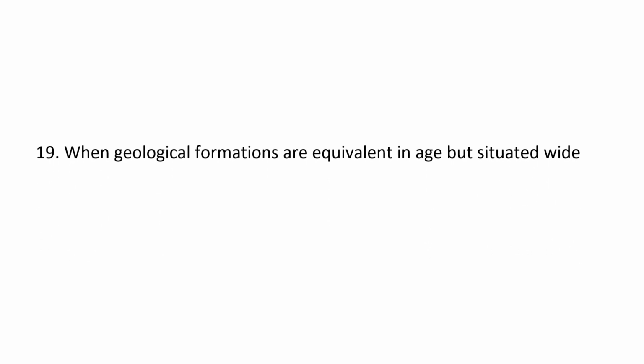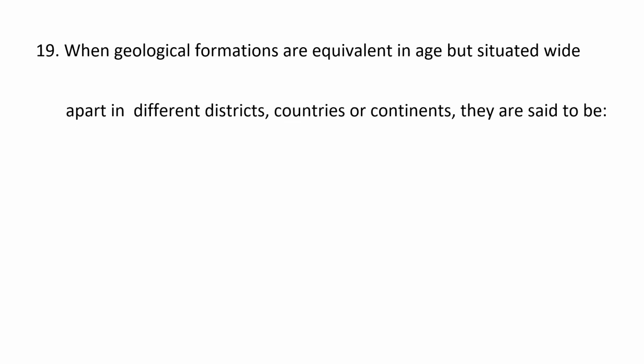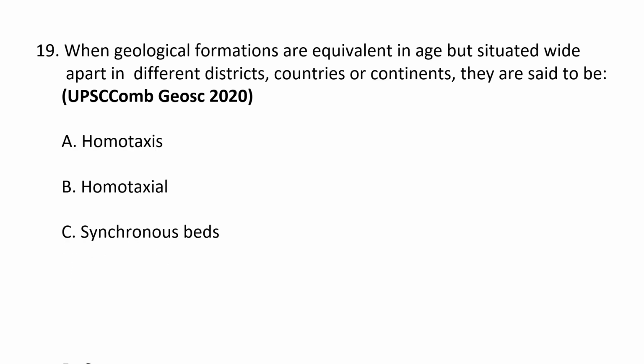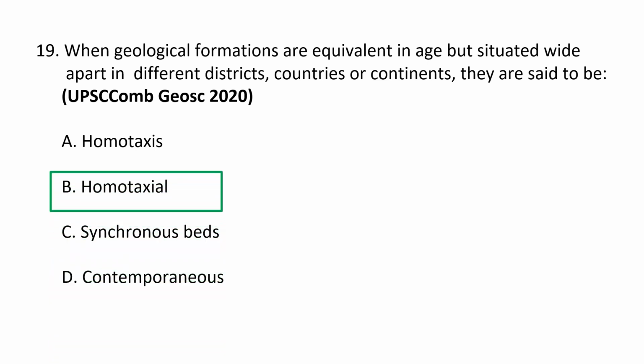Next question. When geological formations are equivalent in age but situated wide apart in different districts, countries or continents, they are said to be A. Homotaxis, B. Homotaxial, C. Synchronous beds, D. Contemporaneous. When geological formations are equivalent in age but situated apart in several parts, like countries or continents, they are said to be homotaxial. This is a similarity in arrangement, especially similarity in fossil content and in the order of arrangement of stratified deposits that are not necessarily contemporaneous. So B, homotaxial, is the correct answer.